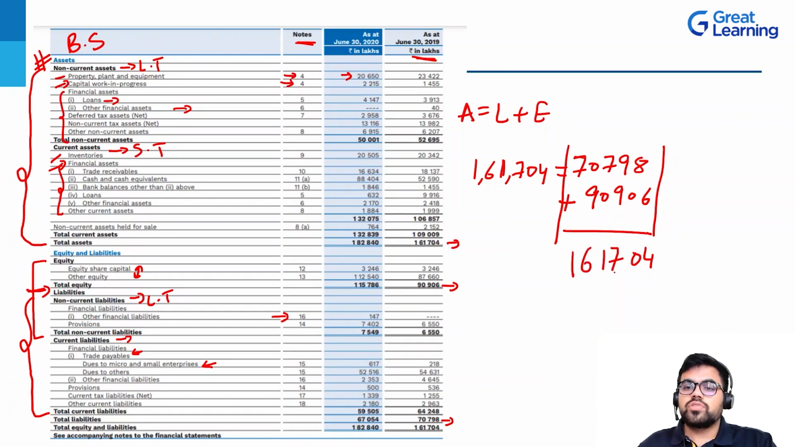Now if I add this figure here, what do I get? 1,61,704. So we get the exact same figure as the assets. Now this states that our balance sheet is in balance and the assets equal the liabilities plus equity. Hence this balance sheet is correct.